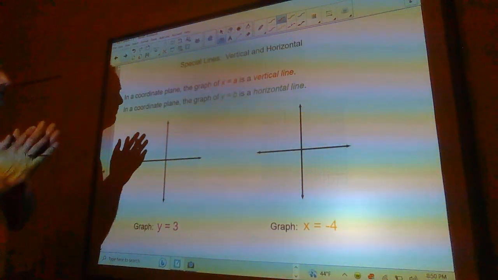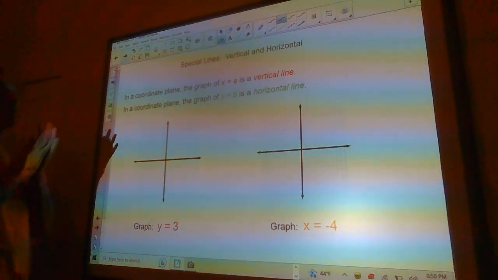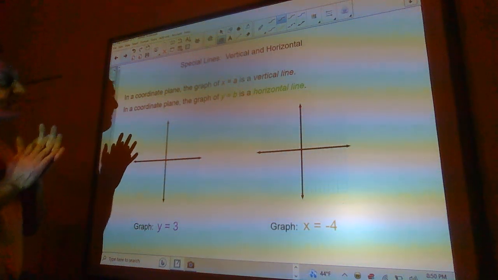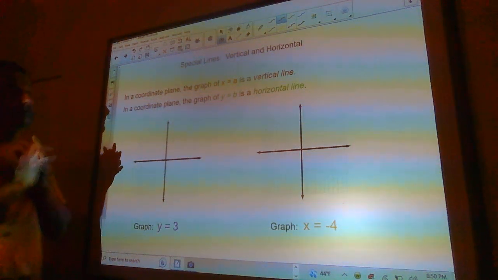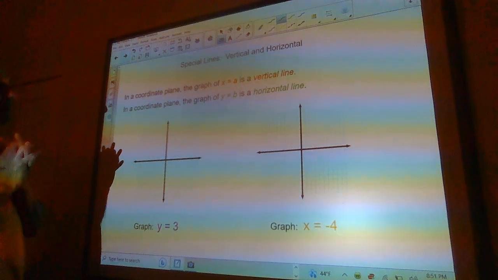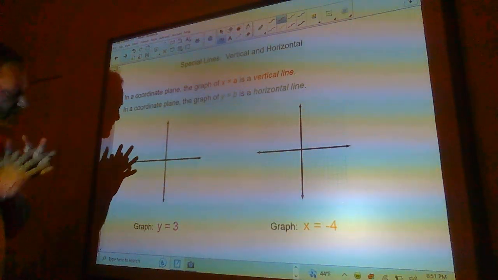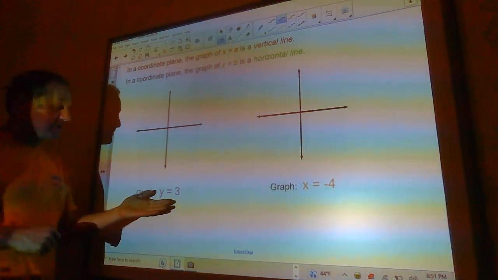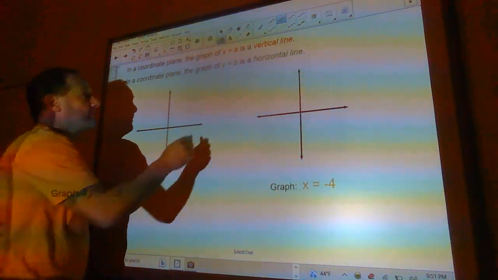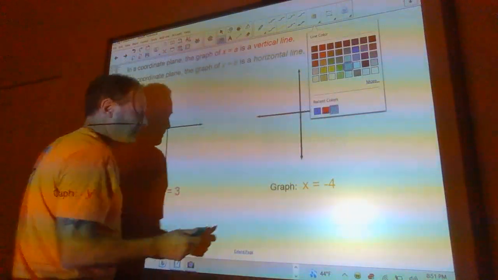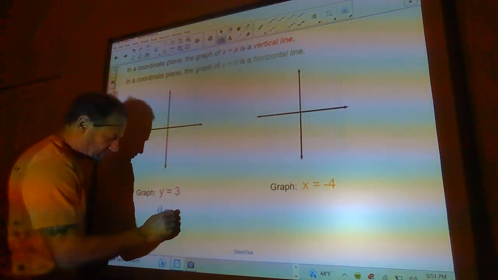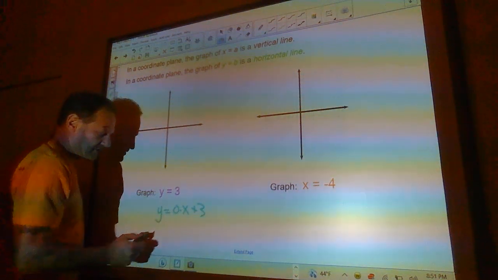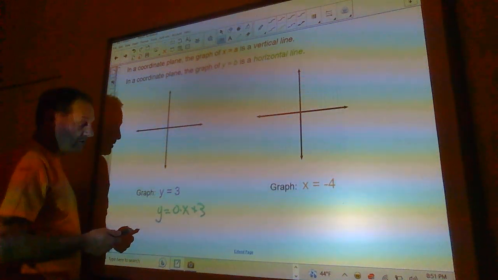Special lines. Don't forget there are two kinds of special lines here: vertical and horizontal lines. In a coordinate plane, the graph of x equals a is a vertical line, and the graph of y equals b is a horizontal line. So if I have the equation y equals 3, this is actually in slope-intercept form because, though people don't really think about it much, it's y equals 0 times x plus 3. So it's slope and y-intercept.